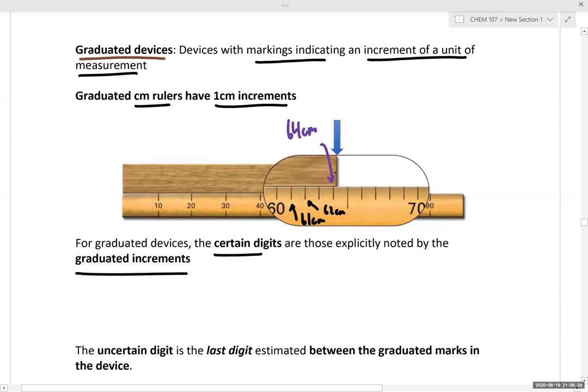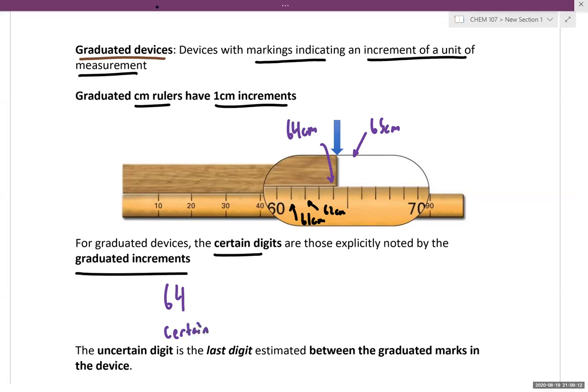So looking at the length of this wood block, is it greater than or less than 64 centimeters? Is the length of this wood block past the 64 centimeter line? It's greater, right? So our wood block is somewhere between 64 and 65 centimeters, greater than 64 and less than 65. So we're going to write down 64. These are our certain digits.